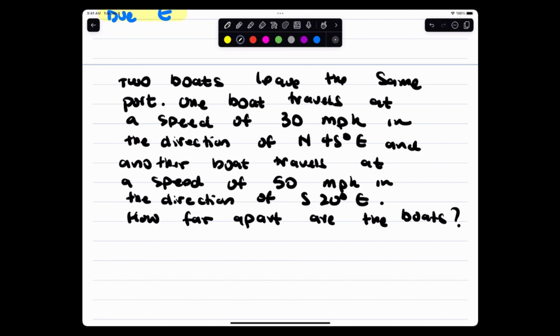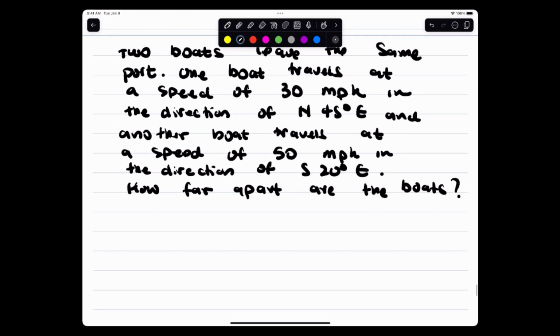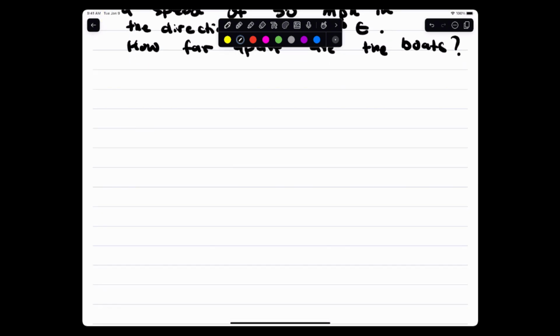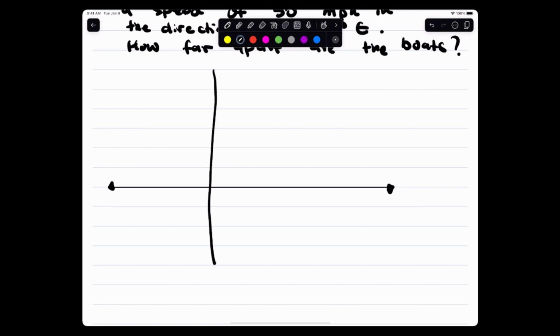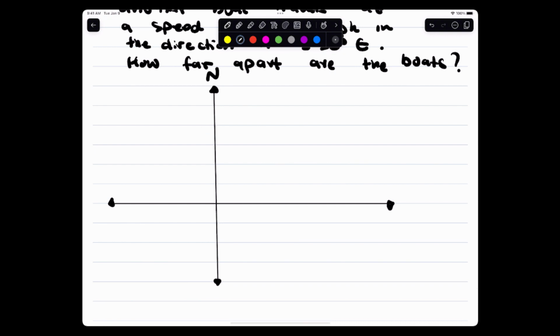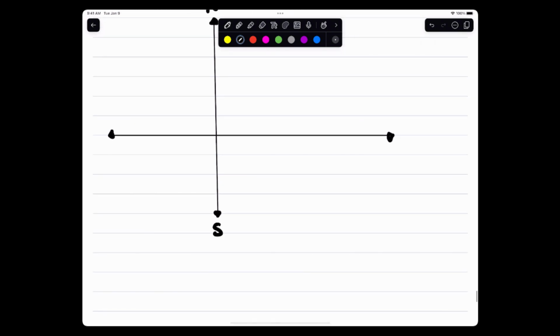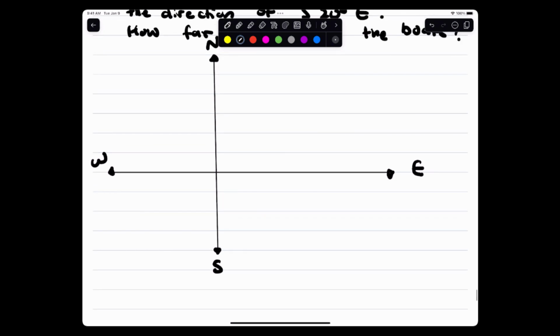And you might say, well, how does that picture even look? Let's draw a picture here. So essentially, I'm going to draw that same compass. North, what? South, east, and what? West.